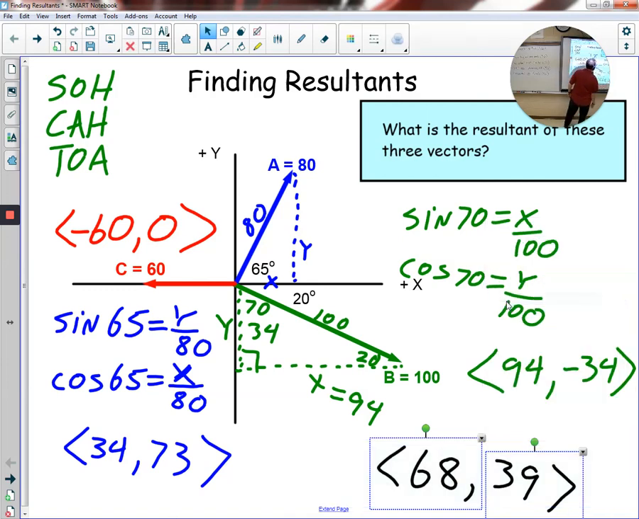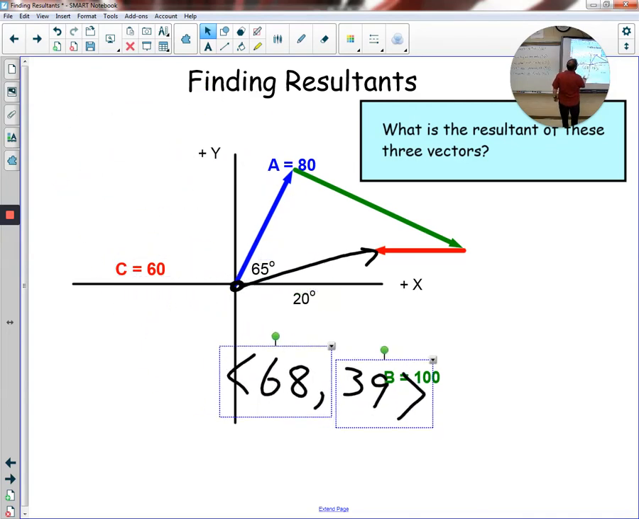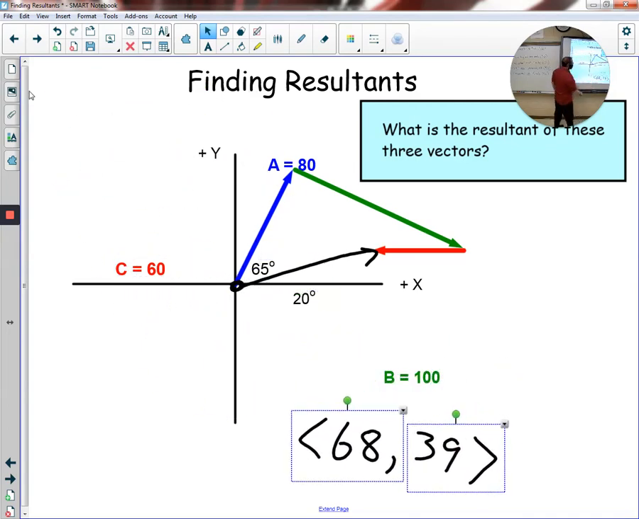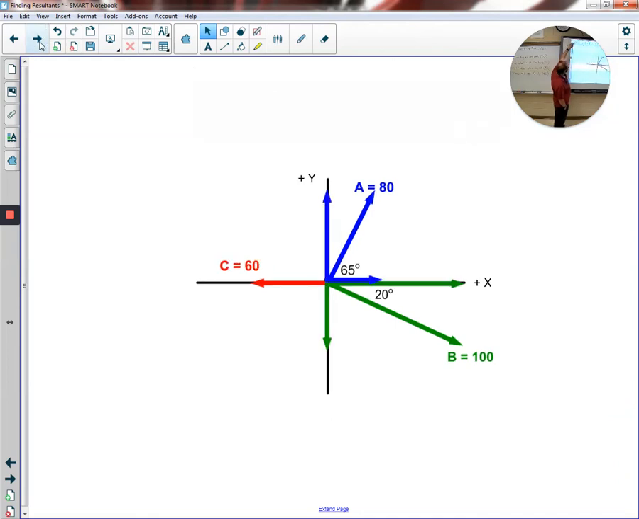So let's see if that makes sense according to what we've got right here. Let me paste it. Does it look like that is a positive 68 and a positive 39? Then it's at least in the right quadrant, right? Okay, so I'm going to fast forward through these slides, and we're going to see what they did. So we find the x and y components of each vector. We did that.